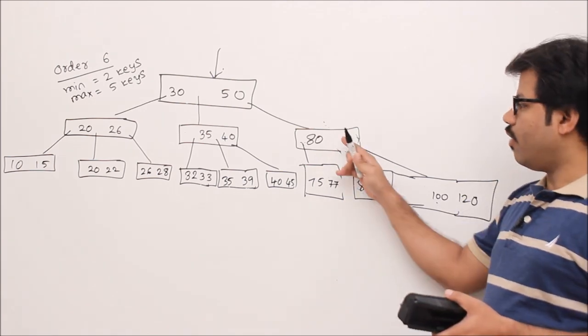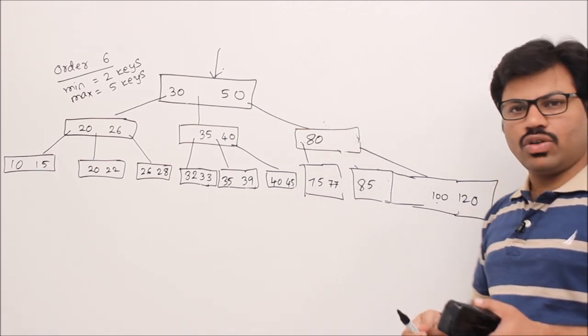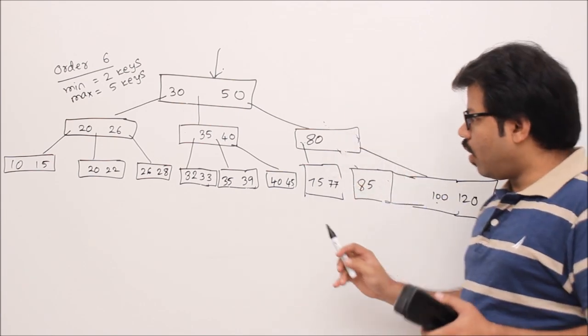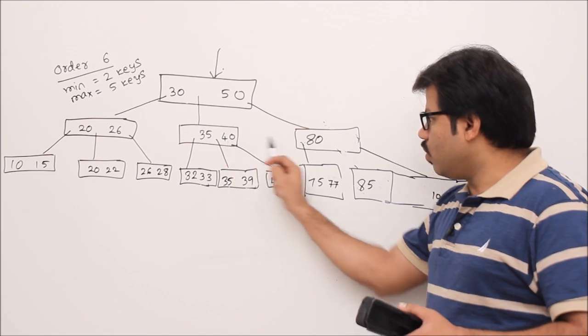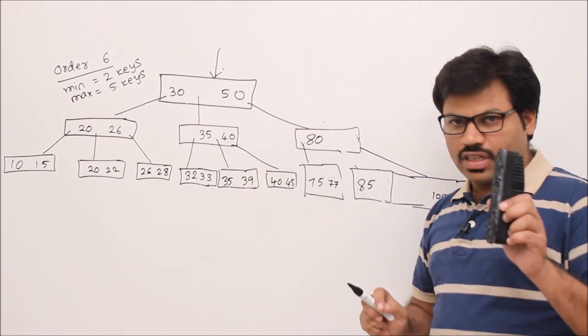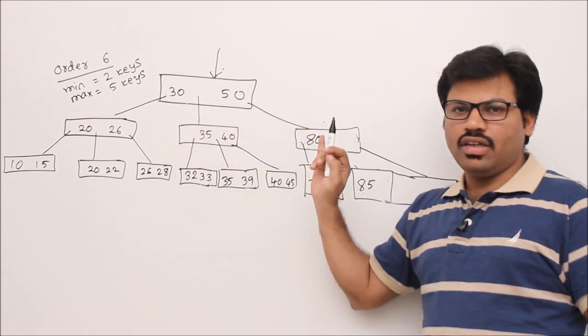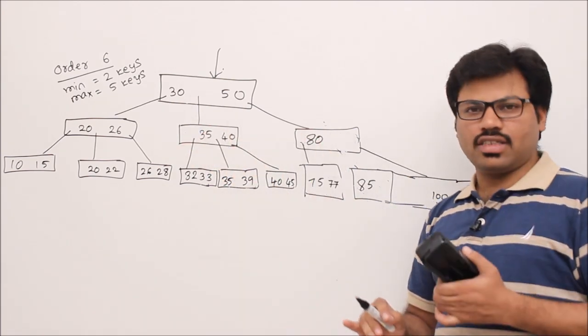So whenever you get a violation at an internal node, then what to do? Same process we apply. So go for borrowing. In borrowing, we try to move this 40 key to this side. And I want to say one thing here. For example, if you have a lot of keys in this node, then we can move multiple keys also.